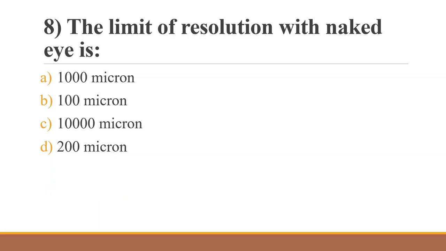Then eighth question. The limit of resolution with a naked eye is option A, 1000 micron, option B, 100 micron, option C, 10,000 micron, option D, 200 micron. Answer is option B, 100 micron. What is the resolution meaning? That is, the resolution of the human eye is the smallest object that our eye can see.